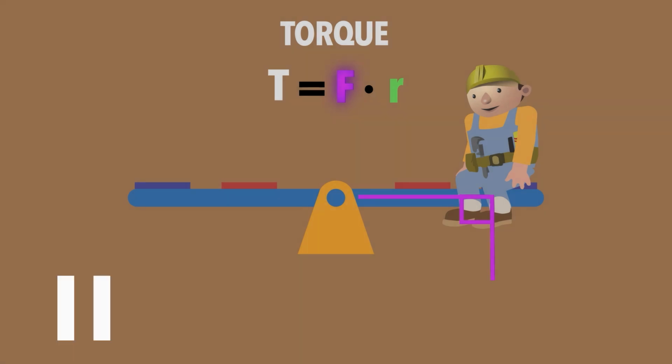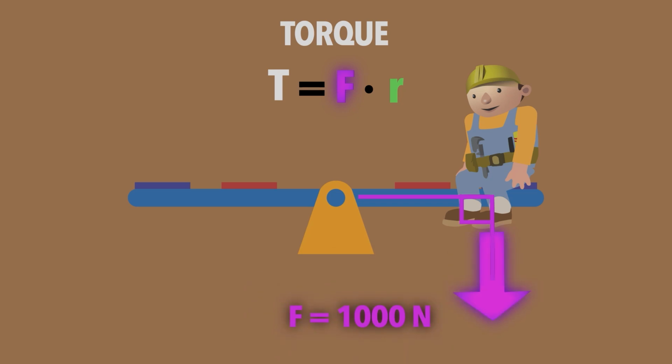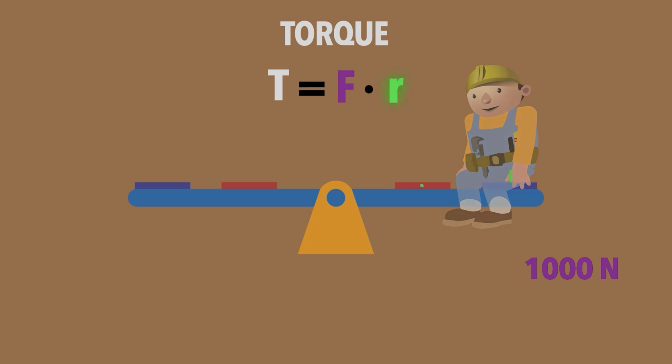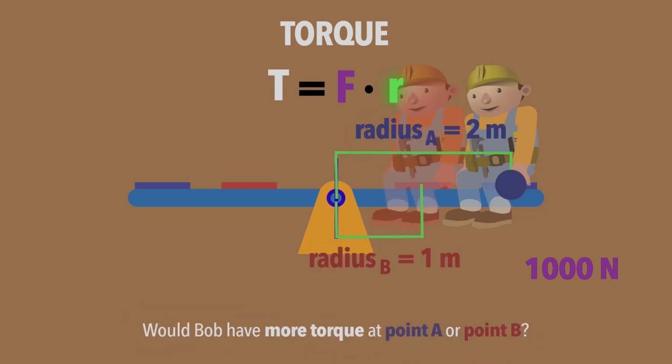When Bob sits on the seesaw, Bob's mass, 100 kilograms, multiplied by the gravitational acceleration, which we'll round to 10 meters per second squared, produces a 1000 Newton force downward, perpendicular to the current lever's gradient. The radius is the distance from the point of the force's application, where Bob is sitting, to the pivot. Would Bob have more torque at point A or point B?